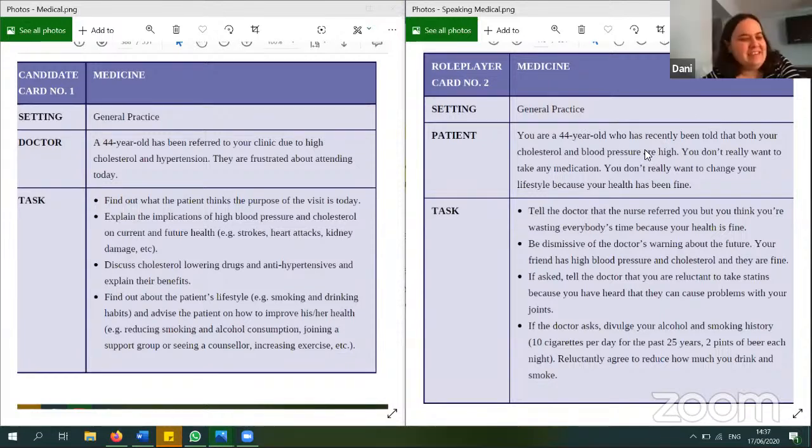Okay, then I start. Good morning. My name is Dr. Gorchaya. How may I address you? Good morning, doctor. I'm feeling totally fine today, but the nurse who is sitting outside just referred me to have a look at you, saying that my blood pressure and cholesterol are high today.